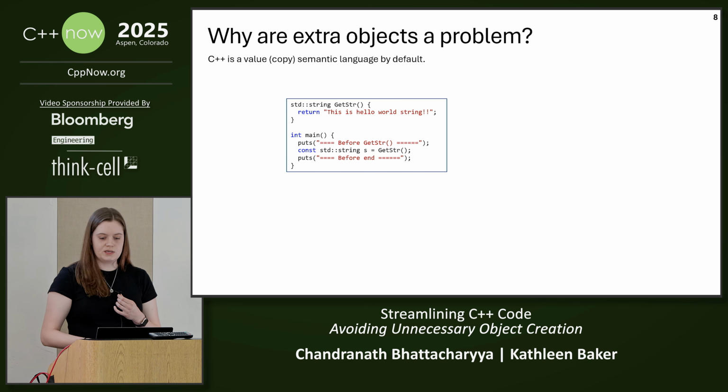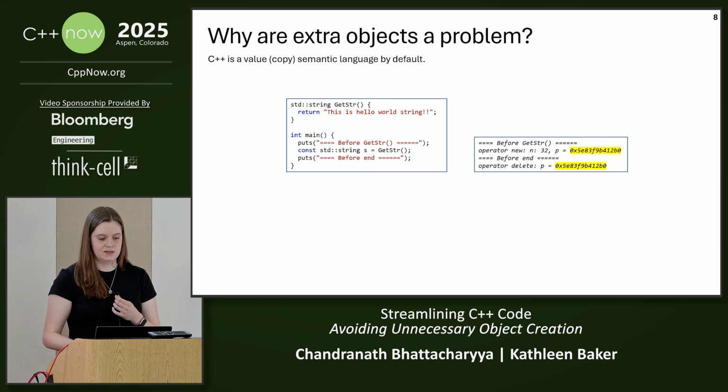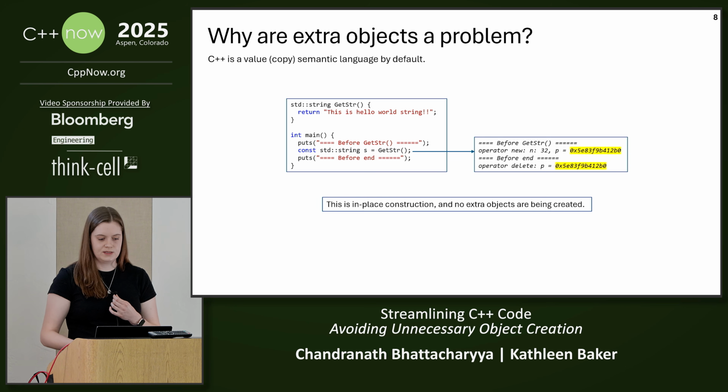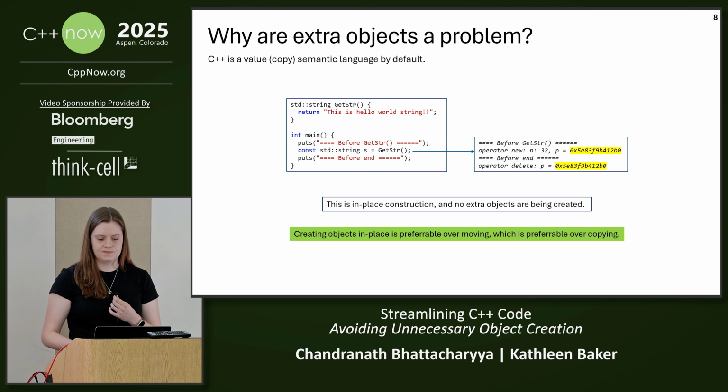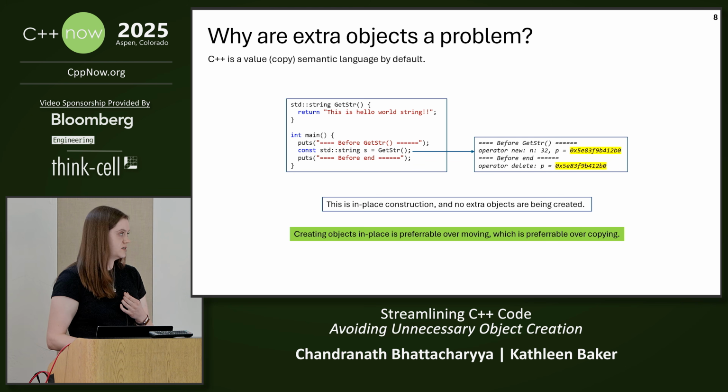So we've looked at copying and moving, but we'll try to improve on that. In this code snippet, string s is assigned to the return value of getStr, which returns a string. Only one string is created and destroyed. This is in-place construction, and no extra objects are being created. Our goal is to create objects in place. If we can't do that, then move is preferable over copying the object.